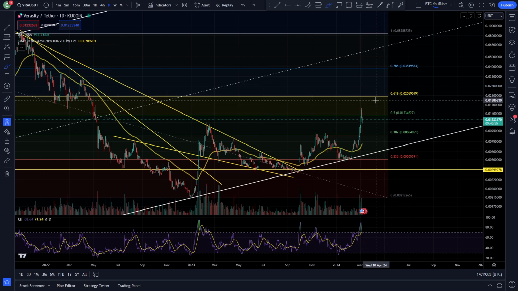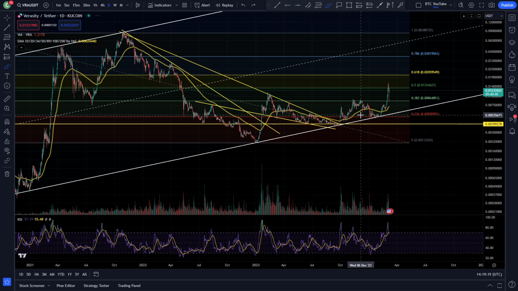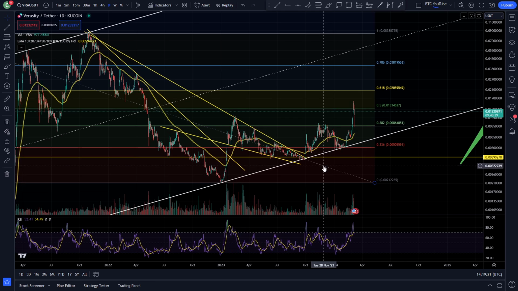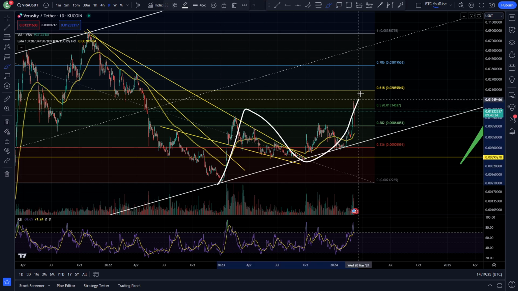Ethereum looking extremely bullish and continuing regardless of Bitcoin chopping sideways for the past few days. Ethereum coming up and making a new swing high, heading up towards 4K now, and leading altcoins in that direction as well, I think. Overall, Verasity looking really good. Coming out of this bear market, you can see cleanly making higher highs and higher lows here.